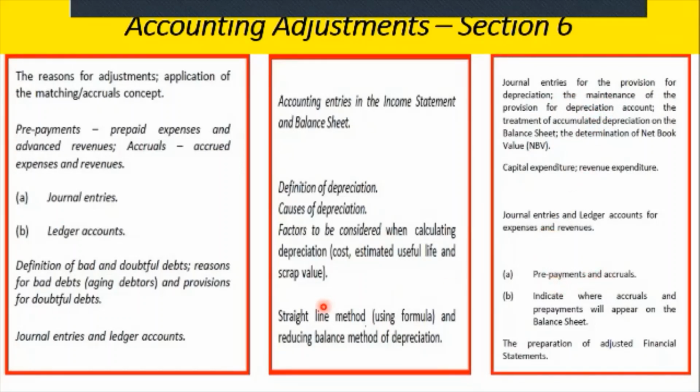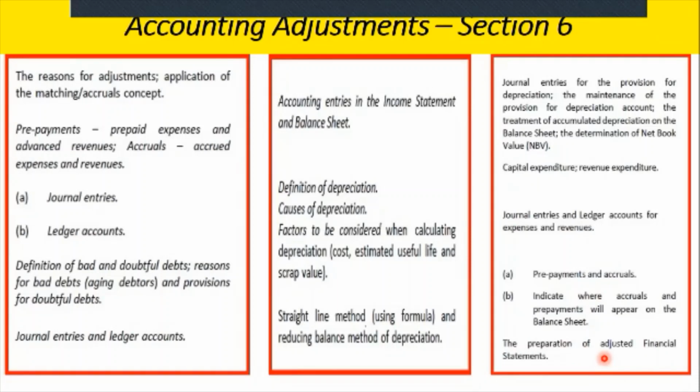And prepayments and accruals, this is just giving us a breakdown of this here. So we indicate where the accruals and prepayments will appear on the balance sheet. That is right, accruals will go under current liabilities, and the prepaid expenses under current assets. The preparation of adjusted financial statements: after you put in your depreciation, prepaid and accrued, you must be able to produce the adjusted financial statement.